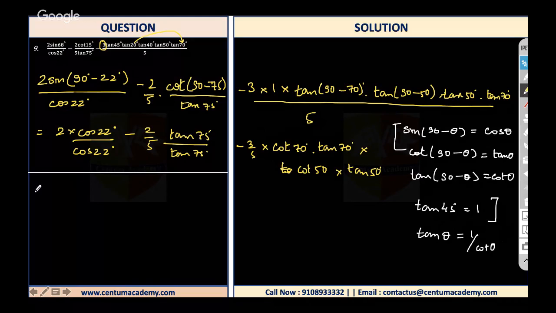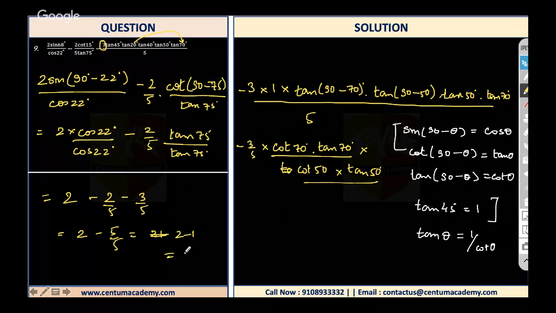Okay, using all these, now what will I say? This is nothing but 2, because cos 22 and cos 22 get cancelled. 2 by 5, tan gets cancelled, minus 3 by 5. Why? Because this is 1 and this is 1. Okay, so hence it comes out to be 2 minus 3 by 5... sorry, 2 minus 1 equals 1. So this is what it will be. Okay, so let's move on to the next problem.